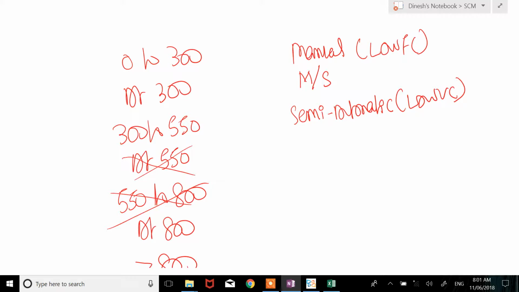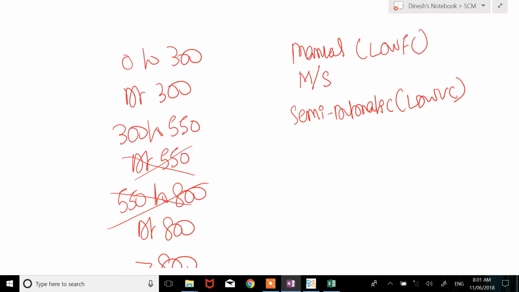The moment you go beyond 300, there is no method called manual. So till 300 manual is better. After that it's either semi-automatic or fully automatic. So that manual and fully automatic 550 which we have calculated is more of a formality. It's not going to help me in making any decision.